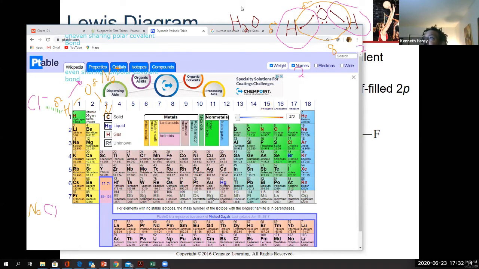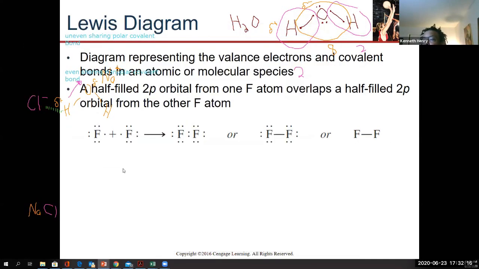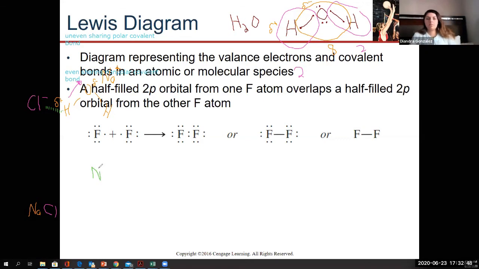So let's go back to our Lewis dot structure. We have two fluorines. They're going to be sharing. If you're sharing, your goal is to get to your octet, to have 8 electrons around you, to be like a noble gas, to be stable. The only way that you can do that here is by forming a single bond. That's 2, 4, 6, 8 around this fluorine, and 2, 4, 6, 8 around this fluorine. So that's pretty easy, straightforward.